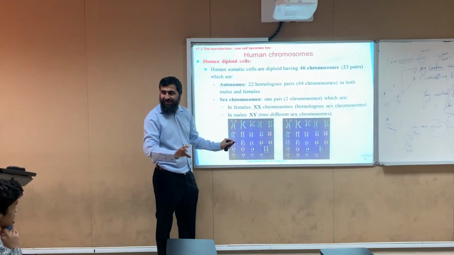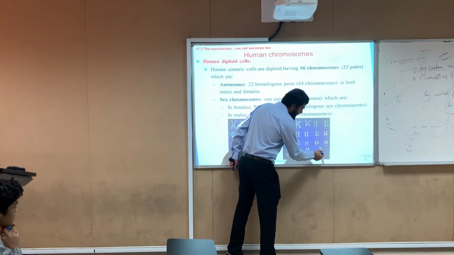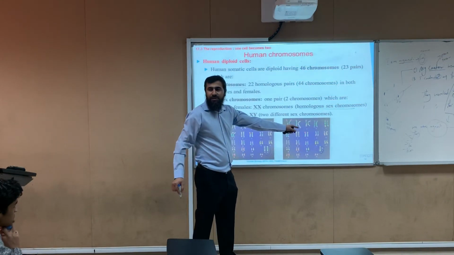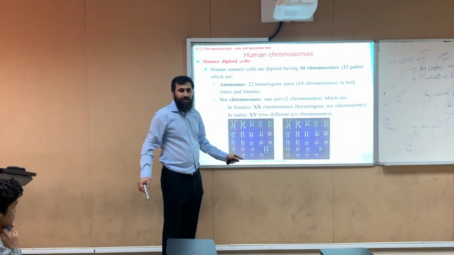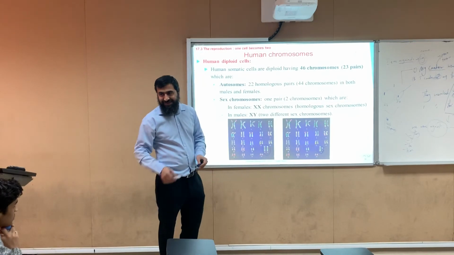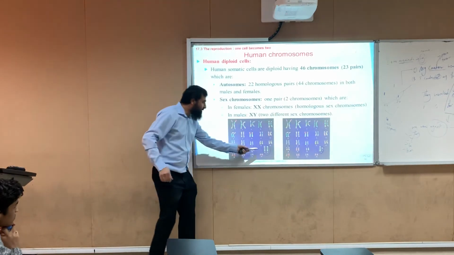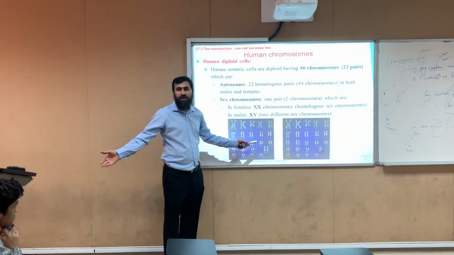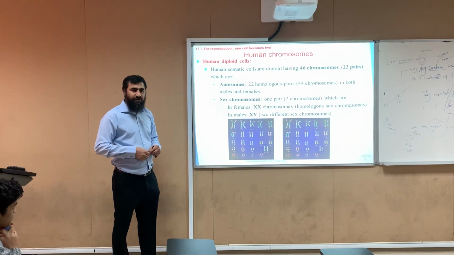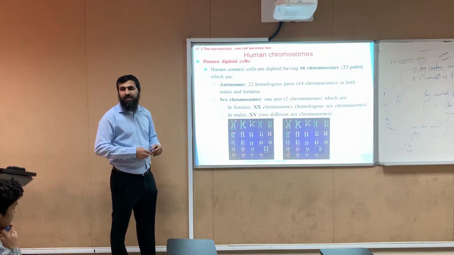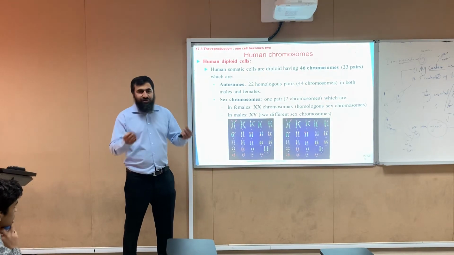The male can give an X or a Y. So if a sperm that is Y fertilizes an egg, the child will be male. Because the female is XX, homologous, she can only give an X chromosome. The male determines the sex of the child, not the female. The female always gives an X chromosome, while with the male there's a 50-50 chance, X or Y, male or female.